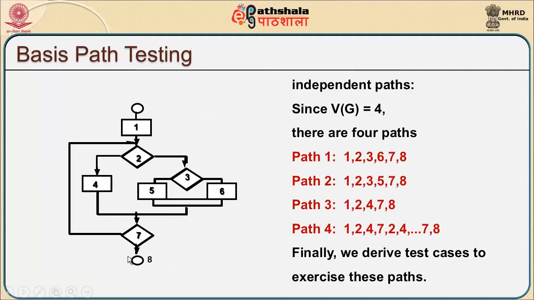Assume we have got a graph something like this. We can find the total number of independent parts by just looking at the number of decisions. We have got 3 decisions. So, number of simple decisions plus 1, we generate the complexity of the graph as 4. So, there should be 4 independent parts. The 4 independent parts can be generated out of the given control flow graph, and finally, we are supposed to derive test cases to exercise these independent parts. That means, every independent part needs to be tested with a definitive set of test cases.